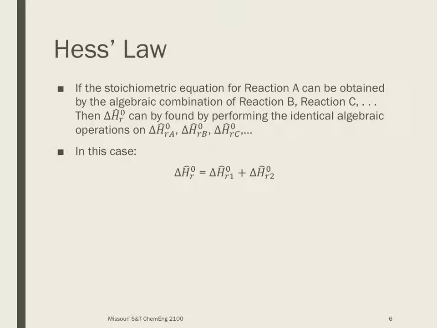So this brings up Hess's law. Hess's law says that if the stoichiometric equation for reaction A can be obtained by algebraically combining reactions B, C, whatever, then the heat of reaction for A can be found by performing whatever algebraic operations on those heats of reaction. So in this particular case, I could get reaction 3 by adding reactions 1 and 2. Therefore, I can add the heat of reaction 1 and heat of reaction 2 to get the heat of reaction for that third and final reaction.